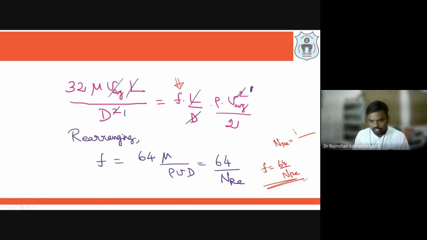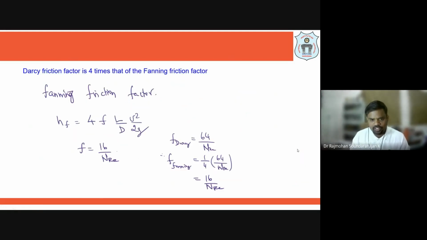Okay, so that is the relationship we generally use. Remember, when we say 64, it is the Darcy friction factor. Why I am saying the name for this friction factor is that next I am going to introduce you to another friction factor, which is called the Fanning friction factor. The relationship between them is that your Darcy friction factor is 4 times the Fanning friction factor.